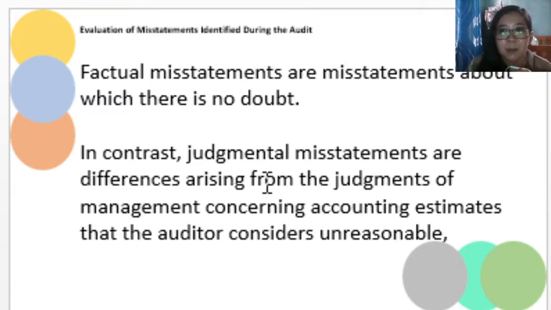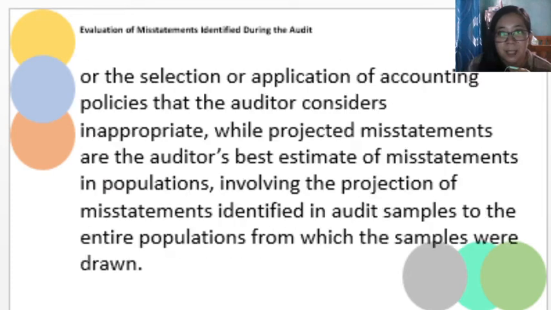Okay, that is what we call judgmental misstatement. Or it can also be the selection or application of accounting policies that the auditor considers inappropriate. Okay, and projected misstatement, on the other hand, are the auditor's best estimate of misstatements in a population. So this involves the projection of misstatements identified in the audit samples to the entire population from which the samples were taken.